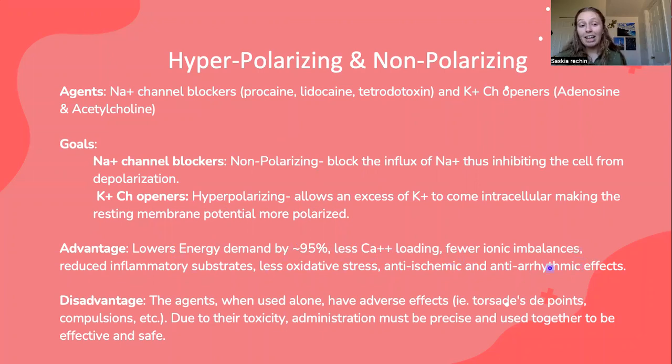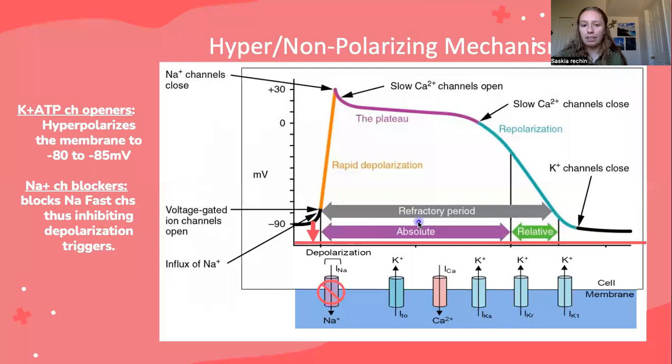So that's all really great. However, the disadvantage is that the agents that are going to be used have really adverse and toxic effects when they're given in the wrong amount or not in the right mechanism. So you have to be very precise, and the route of delivery is more difficult, making it more complex and a little bit more risky. So that's kind of why it's not as widely used. It's also a newer type of cardioplegia.